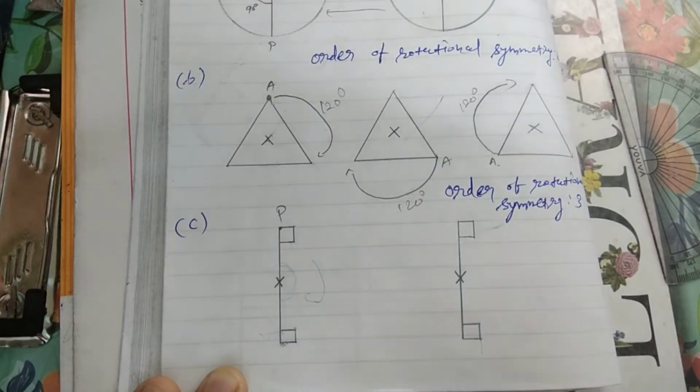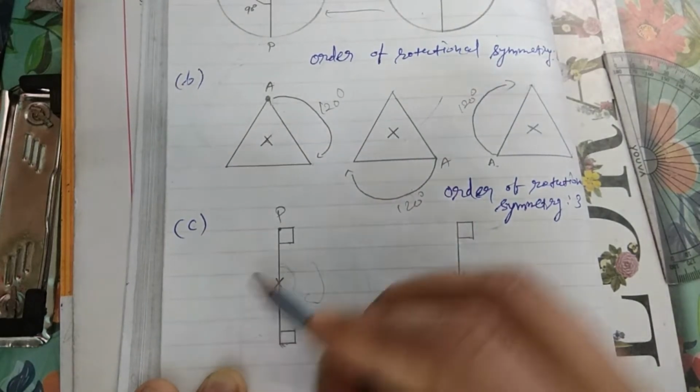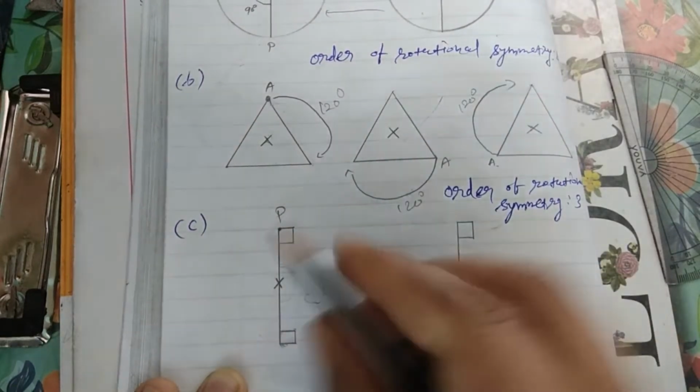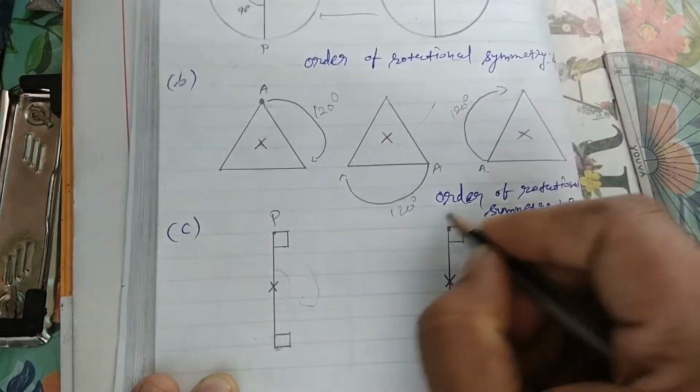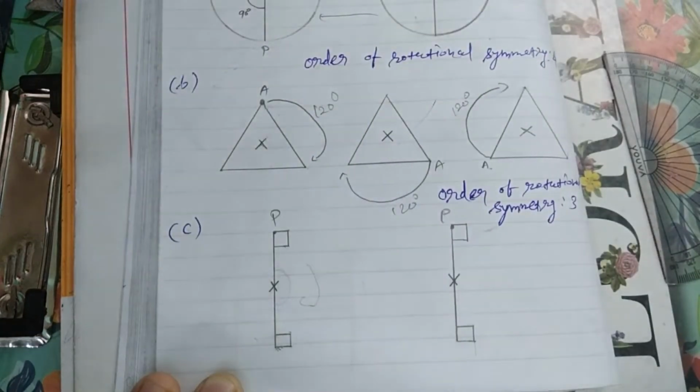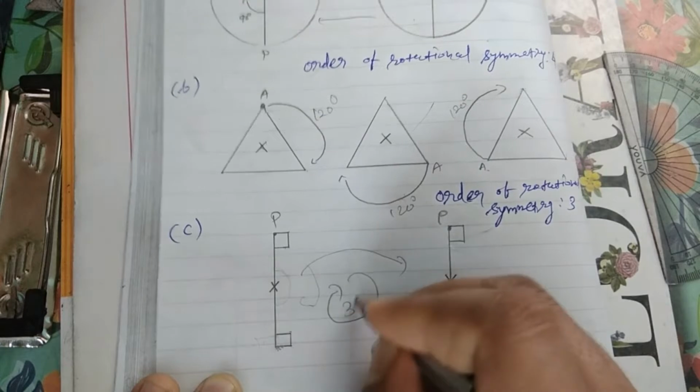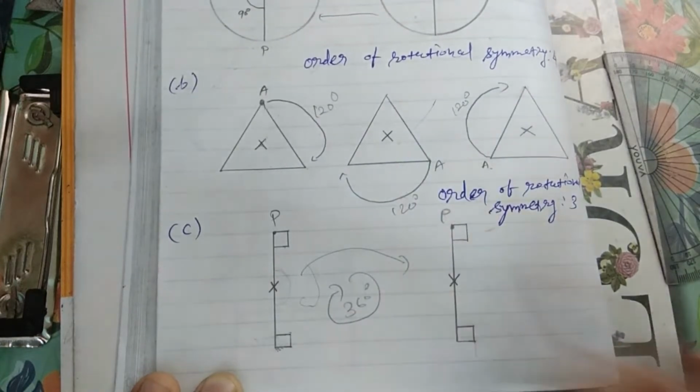So we have to rotate again, and when we rotate 180 degrees again, that means a full rotation, we get the shape in its original position. That means after rotating by 360 degrees, we get this same shape. That means this shape has a rotational symmetry of order 1.